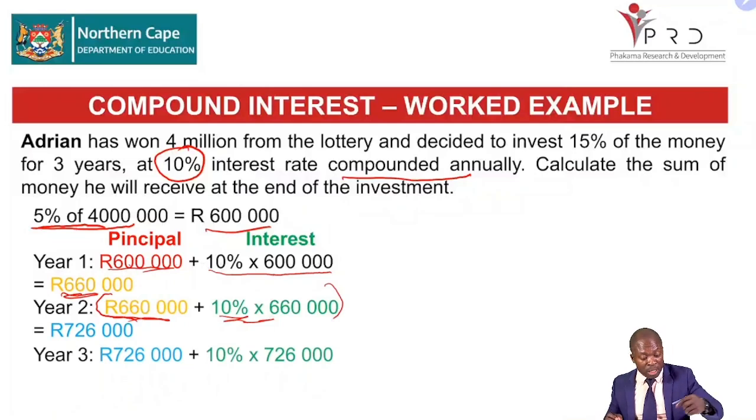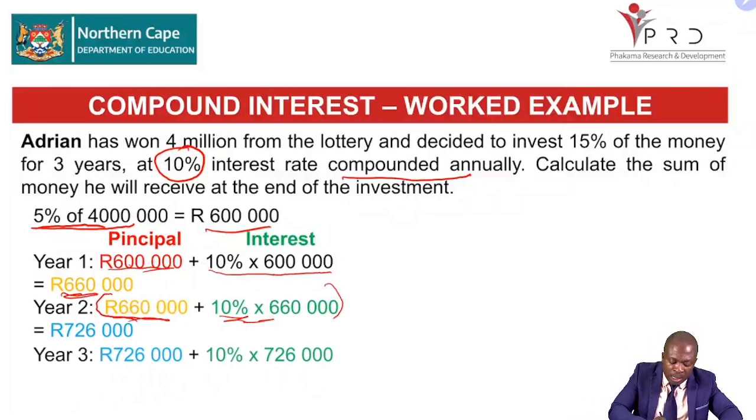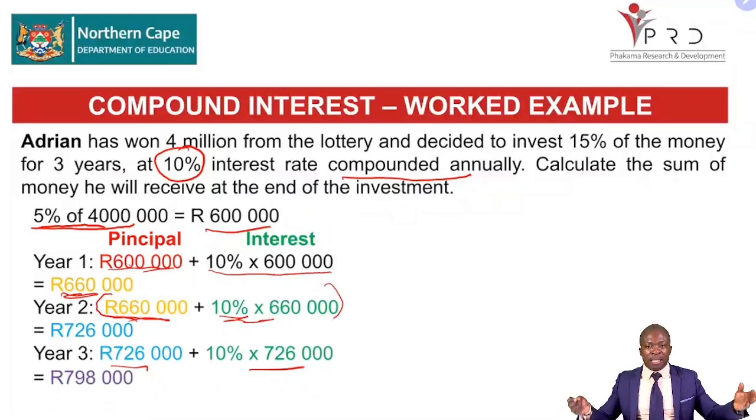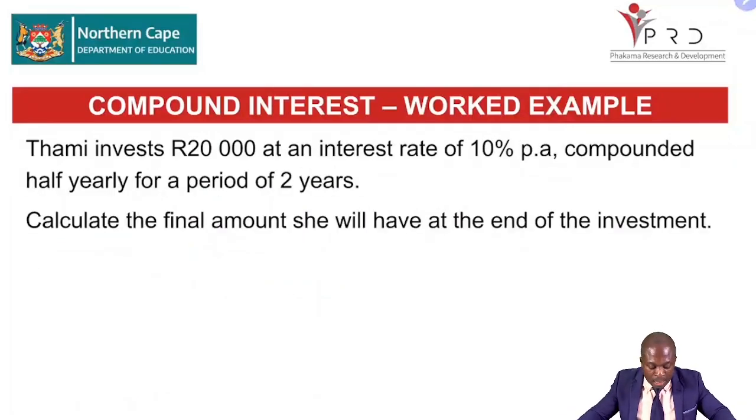So now we are going to year 3. We use the same approach. Can you see 726,000 is already on your calculator? So you start from there. You just say 726,000 plus 10 over 100 times 726,000. You press and get your answer. Then we are going to get 798,000.